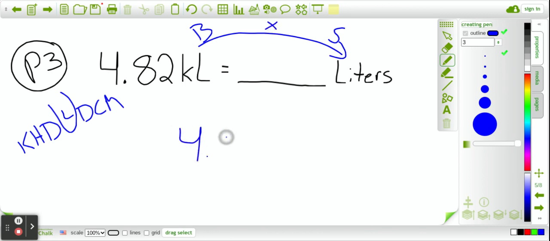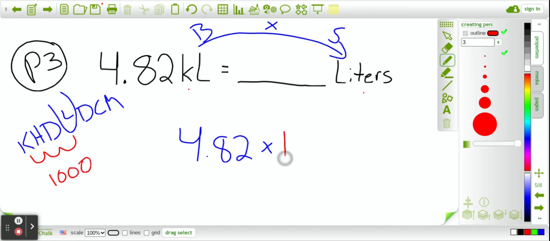So 4 and 82/100 multiplied by, this is where I might use King Henry. Let's see, a kiloliter and a liter. 1, 2, 3 powers of 10, and that equals 1,000. So I have to multiply by 1,000.